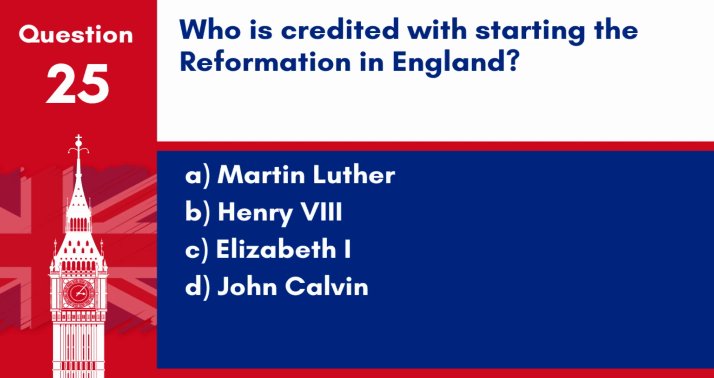Question 25. Who is credited with starting the Reformation in England? A. Martin Luther. B. Henry VIII. C. Elizabeth I. D. John Calvin. Answer: B. Henry VIII. King Henry VIII is credited with starting the Reformation in England, leading to the establishment of the Church of England, separate from the Roman Catholic Church.